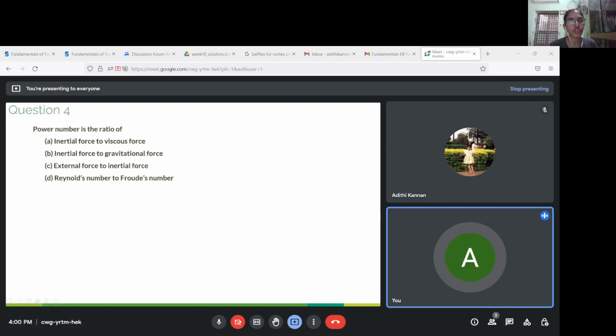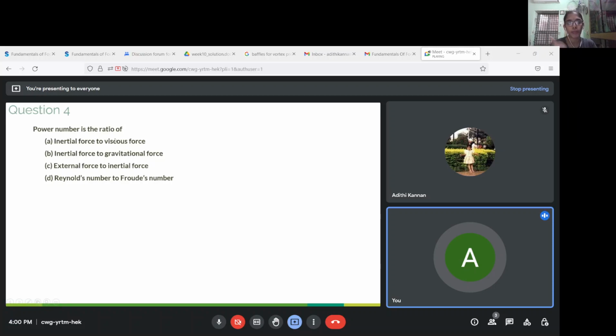So the ratio of the inertial force to the viscous force is actually your Reynolds number. Reynolds number is a dimensionless number which is defined by the ratio of inertial force to viscous force. That is not the same as the power number. So A, inertial force to viscous force, is Reynolds number. B, inertial force to gravitational force, is your Froude's number. C, external force to inertial force, is your power number.